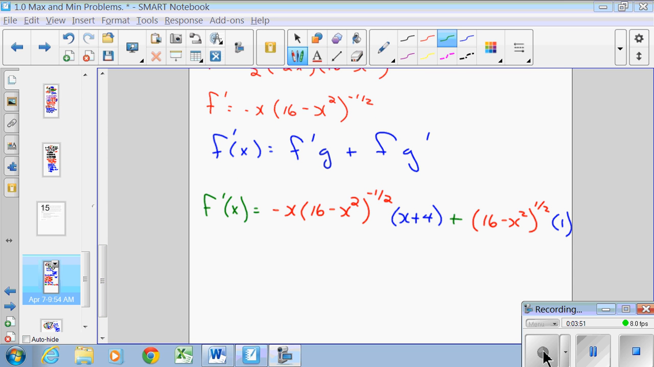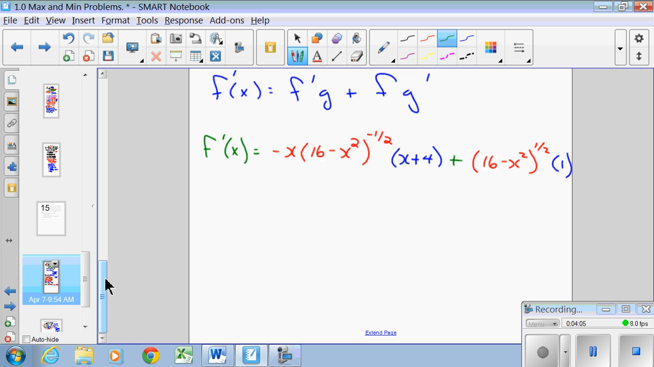If we substitute, we get f prime equals negative x times (16 minus x squared) to the negative half, times g, which is x plus 4. Add that to (16 minus x squared) to the half times 1. We are going to simplify this and make it equal 0. So we start looking at things again. This is where our common factoring skills come in.